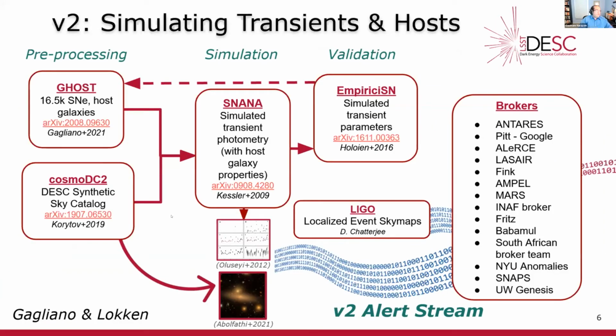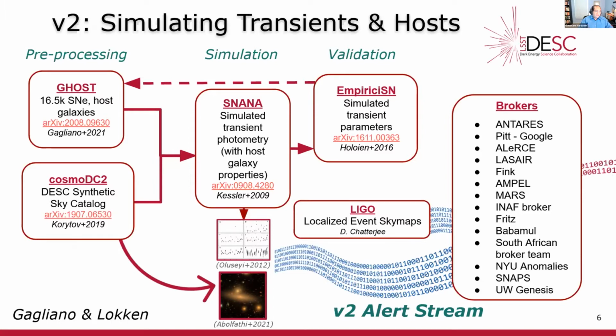So in version 2, we're doing all of the stuff we did in version 1, but in addition, we're adding in host galaxy correlations using CosmoDC2 and a package called Ghost developed by Alex Gagliano. And once we have that and we generate simulated light curves as we did in Plastic version 1, we discretize those light curves, chop them up into alerts, add in all sorts of additional extra information, including a background of events that's going off from other sources, such as LIGO.